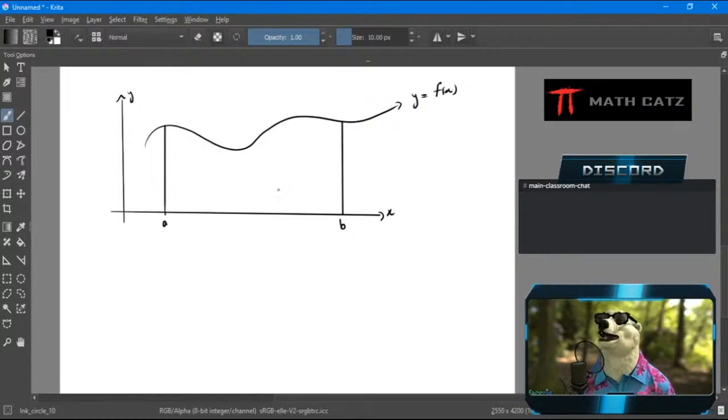That is my goal, to get this whole area. But I'm going to say, I don't know how to do that. So instead, let's just go part of the way. I'm going to stop at a random x value, and I'm going to calculate not the whole area, but just try and figure out how I can work with the area from A to X.